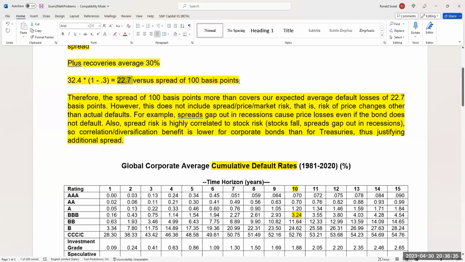But you're getting paid 100 every year. That's your spread every year. So you're more than covered for default risk, but there's other risk in here: spread risk, price risk, correlation, diversification. There's other risks that spread needs to cover. But most people believe corporate bonds really do more than compensate you for the risk, which is why a lot of bond investors just do not buy treasuries. They just think they're getting more than compensated.